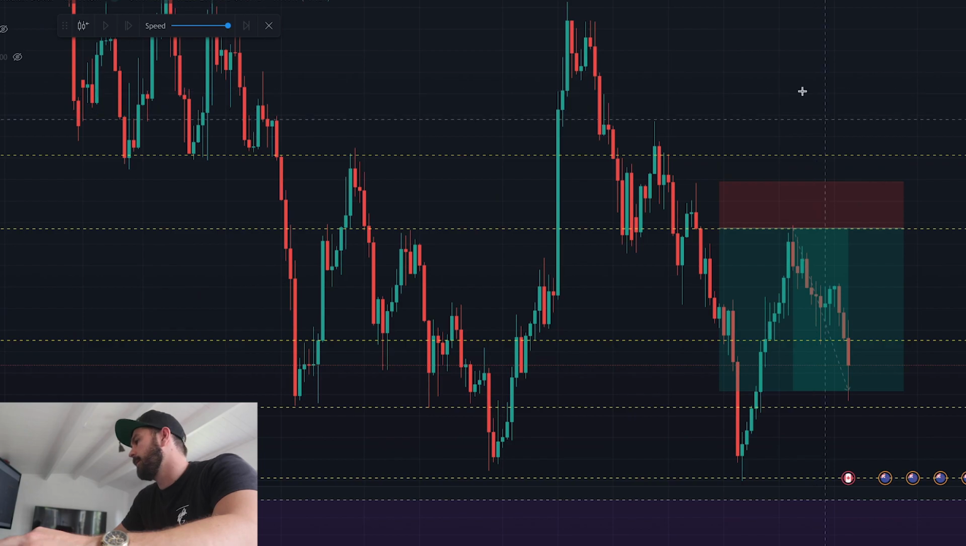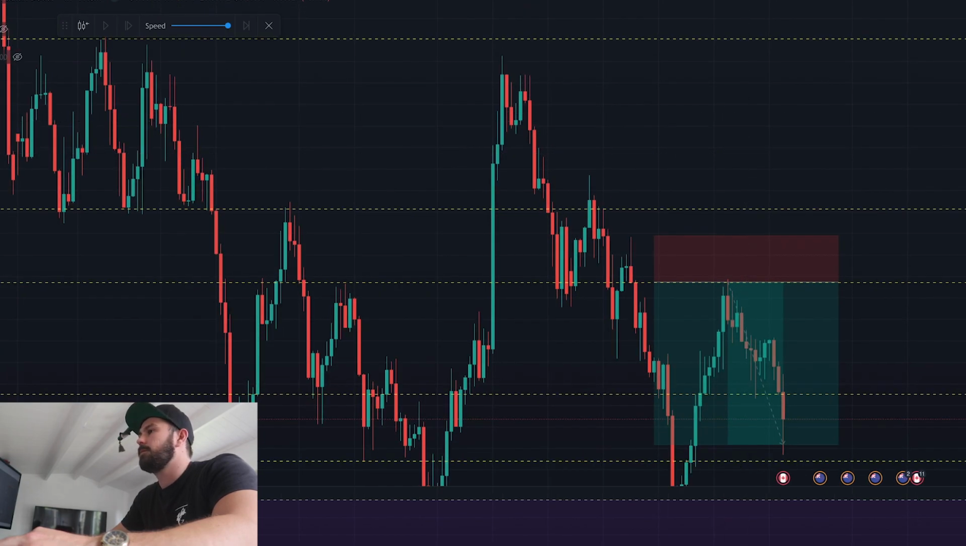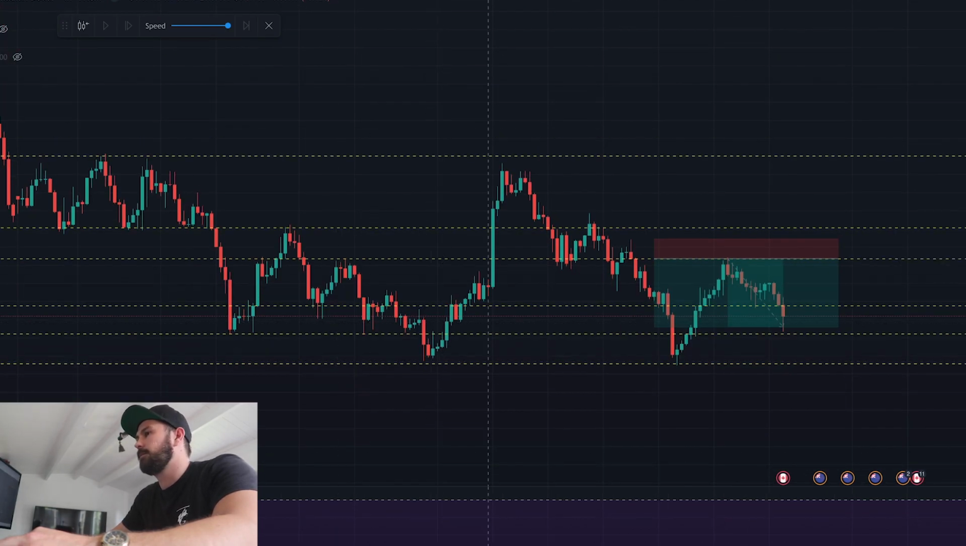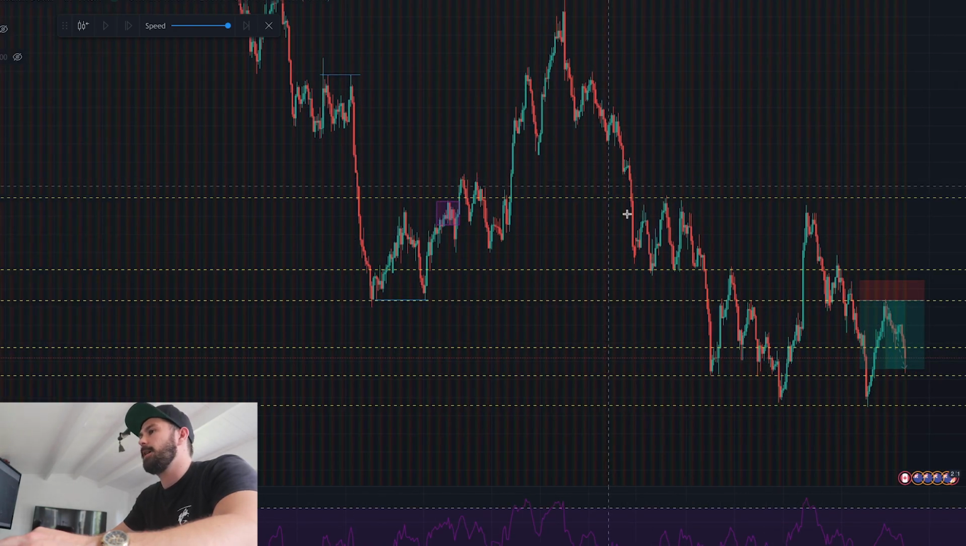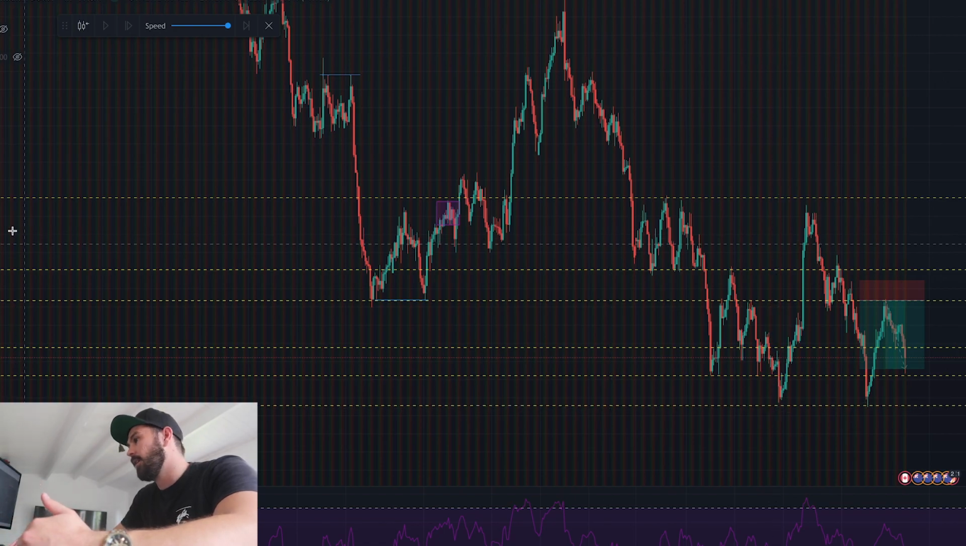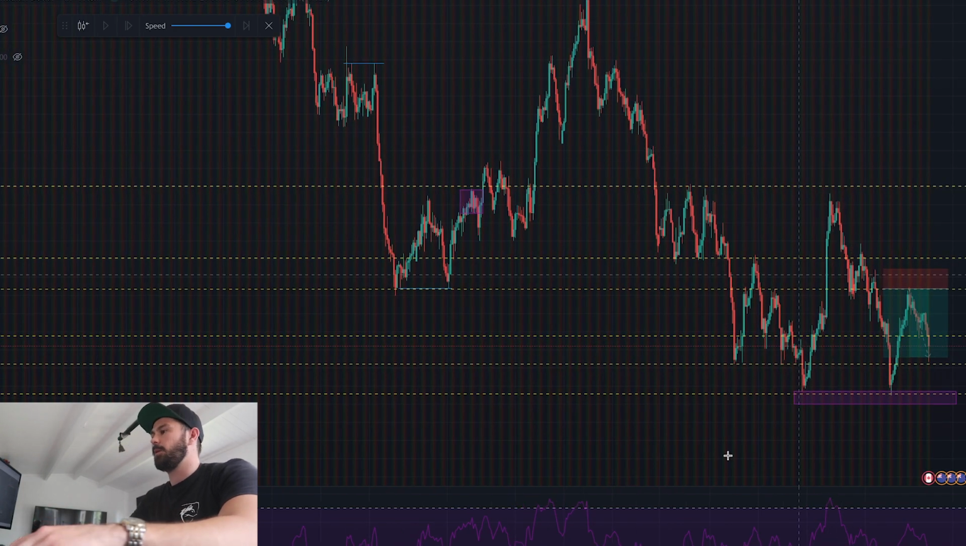So again, price is stepping down, right? Just zoom out so you can see price stepping down, making lower lows, lower highs, nice and steady. I'm trading with the trend. What else am I seeing? I'll put a box underneath so you can see it: equal lows, right?